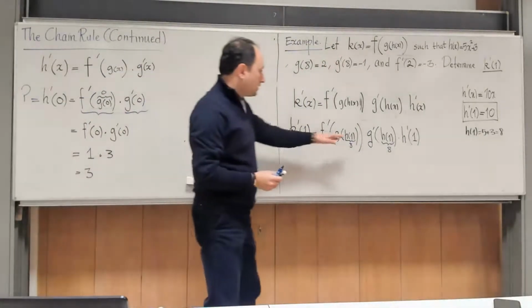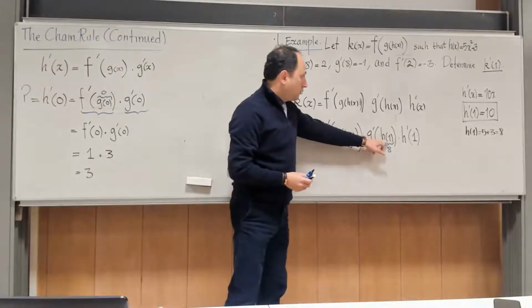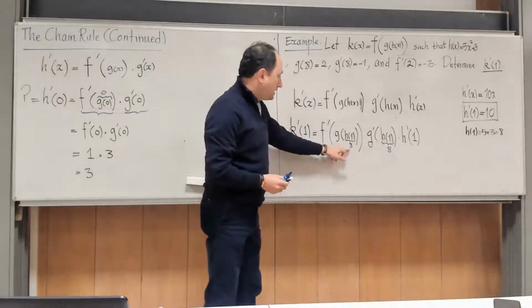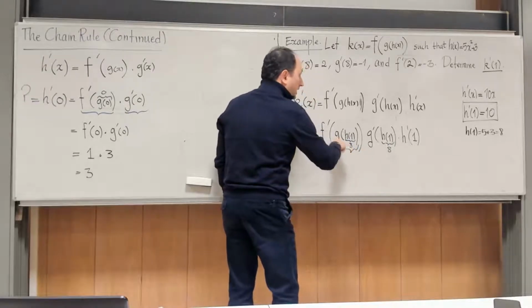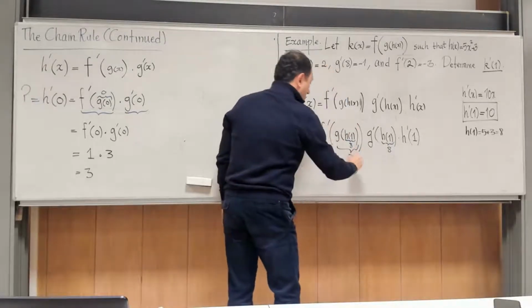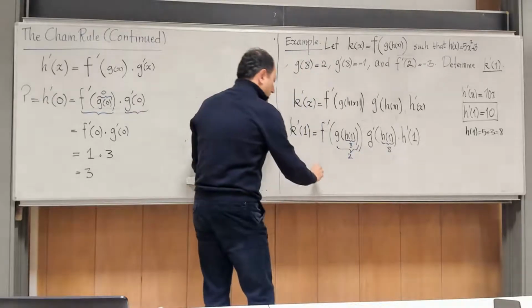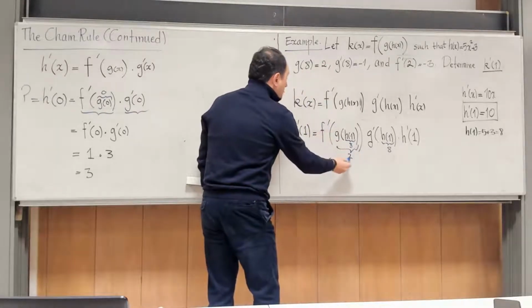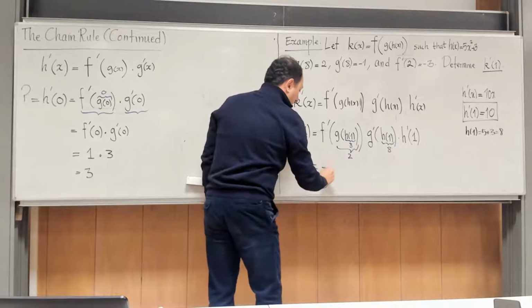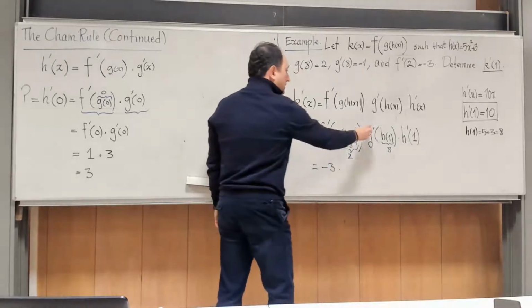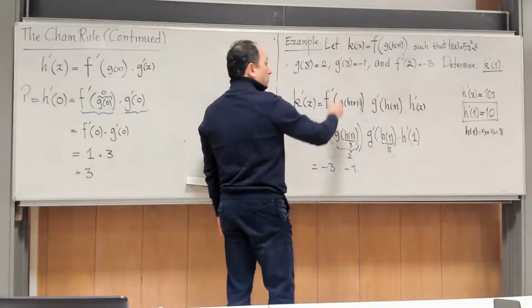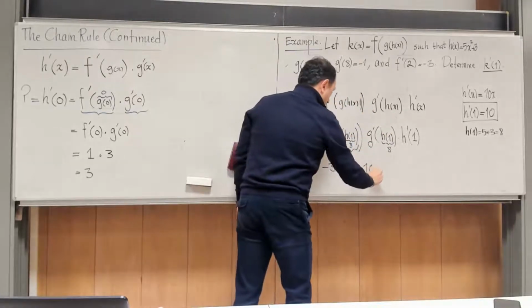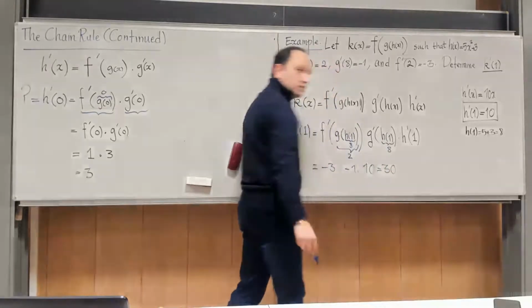Okay, but hopefully you understand what's going on. So h of 1 is 8, h of 1 is 8, but now this is g of 8. g of 8 is 2. And now everything is ready. So f prime of 2 is minus 3. I corrected it, sorry. And g prime of 8 is minus 1. And h prime of 1 is 10. So the answer would be 30, yes?